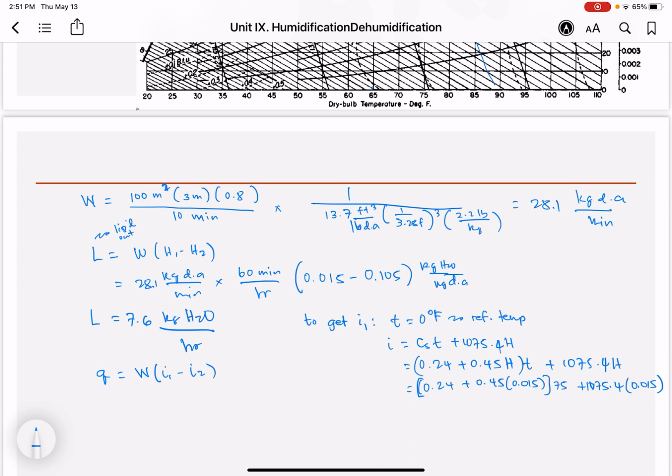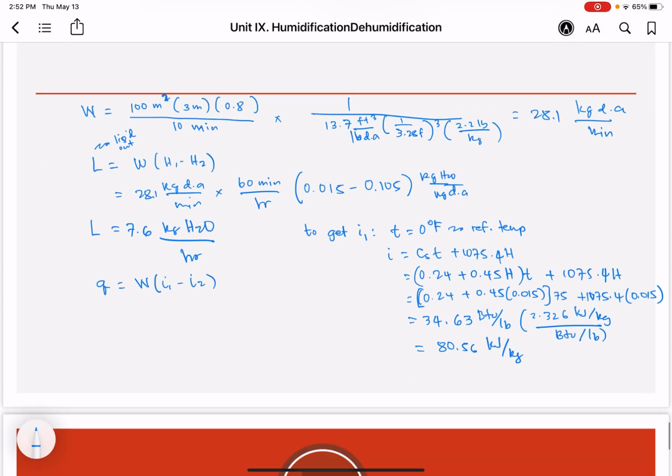So you get the value to be around 34.6. So 0.015 still. So that's around 34.63 BTU per pound. Now, if I want to multiply this to get an SI unit, there's 2.326 kilojoules per kilogram per BTU per pound. That's why you get it around 80.56 kilojoules per kilogram.